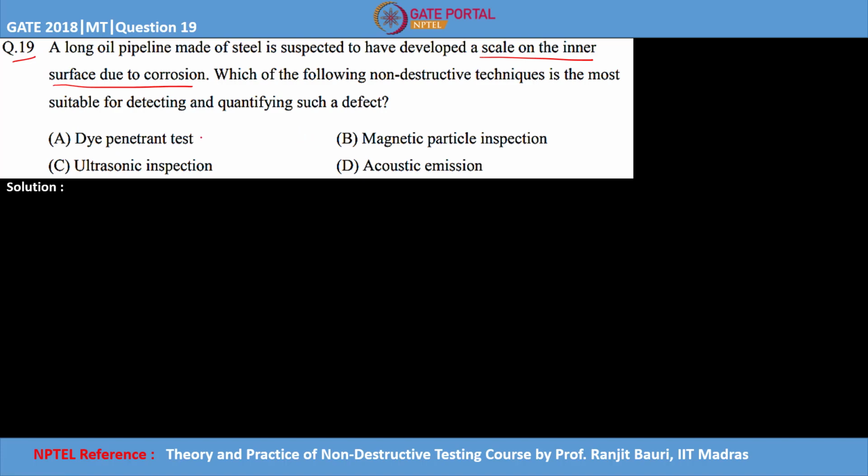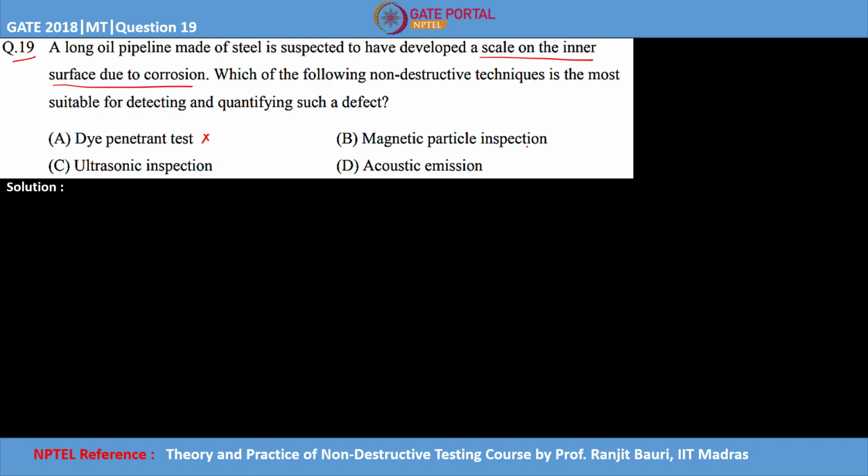So dye penetrant testing is basically a surface method which is capable of detecting only those defects which are open to the surface. Like if some crack is present on the surface and that crack is open to the surface, then we can use dye penetrant testing for defect detection. So this method cannot detect inner surface defects like scale formation. So this is not capable of detecting formation of scale in the inner part of your pipeline.